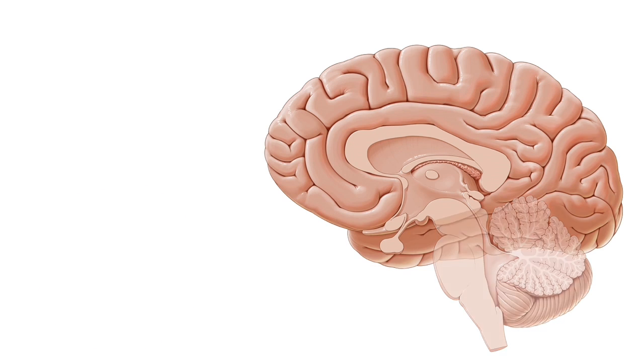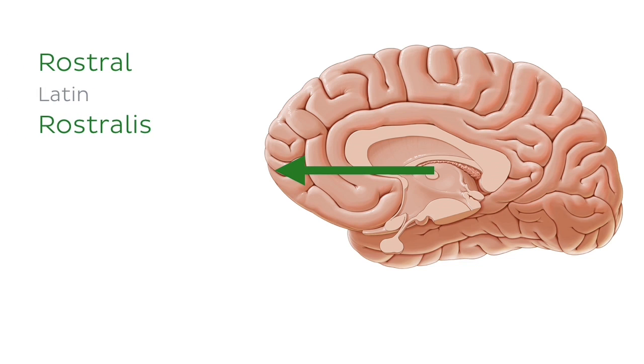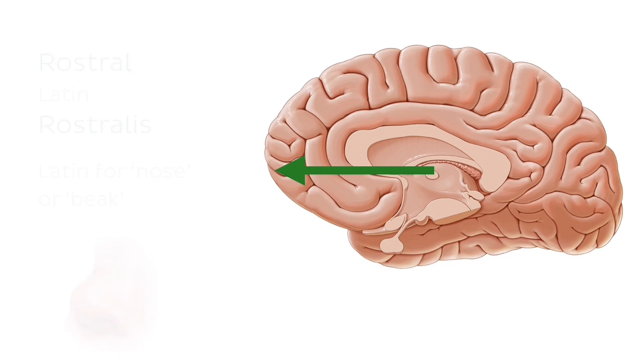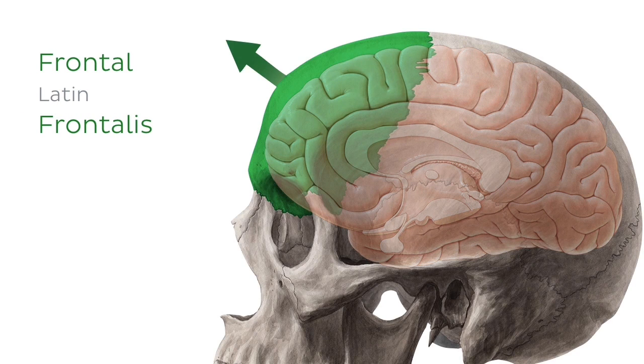So when we're talking about the cerebrum specifically, the anterior aspect is referred to as the rostral aspect of the brain. And the word rostrum comes from the Latin word for nose or beak, so you can think of this term as pointing towards the nose. A similar term, which can also be used here, is frontal, which means in the direction of the frontal bone, which is the bone highlighted here.